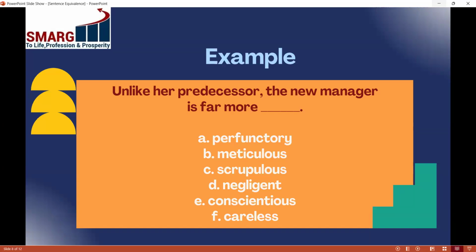Very simple. Do not overcomplicate things. If the previous one is careless, the new one is careful. And careful is very close to being meticulous. And then we have to look for something that, if a person is meticulous and careful, what is the most complementary thing that comes along with that? So we have to talk about diligence. So we have conscientious. Clear?